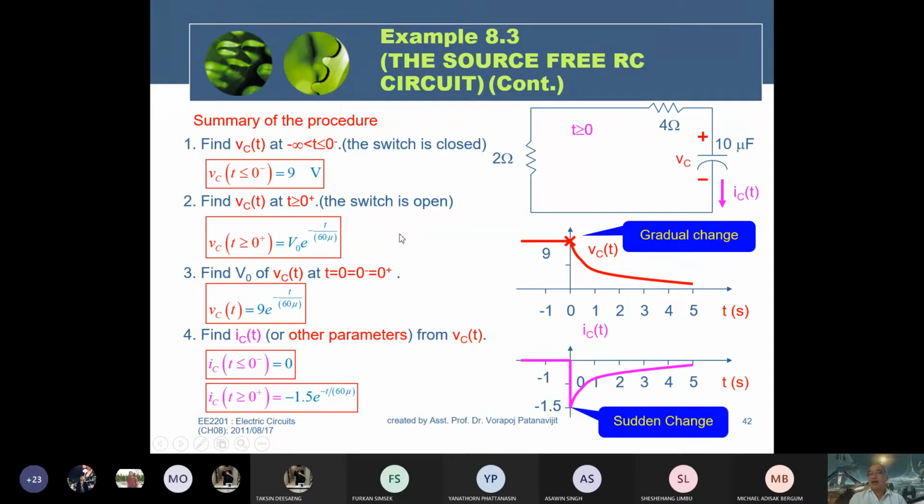Finally, you can see that VC can change gradually. But for other parameters, they can change suddenly or gradually, depending on your circuit structure. But it's impossible for VC to change suddenly. If VC changed suddenly, the current from its derivative would become infinity and it would break many devices after that.